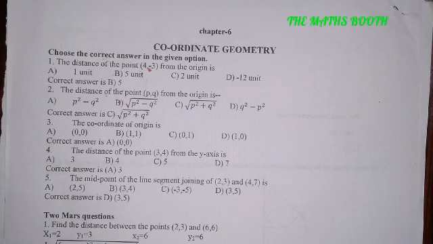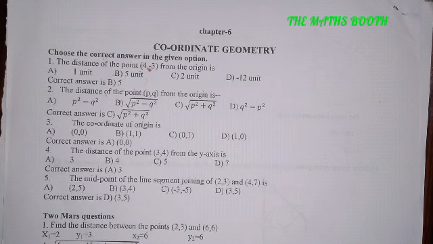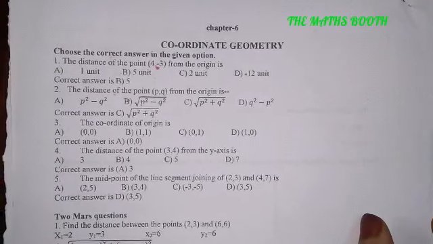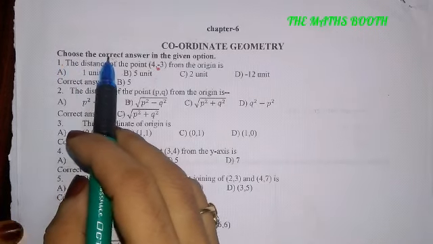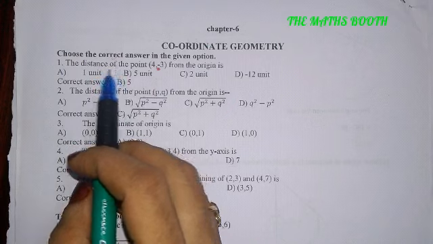Today I am here with the continuation of chapter wise revision, that is chapter 6 coordinate geometry. So let us see the questions from the coordinate geometry. Here the first main question is choose the correct answers, that is multiple choice questions.